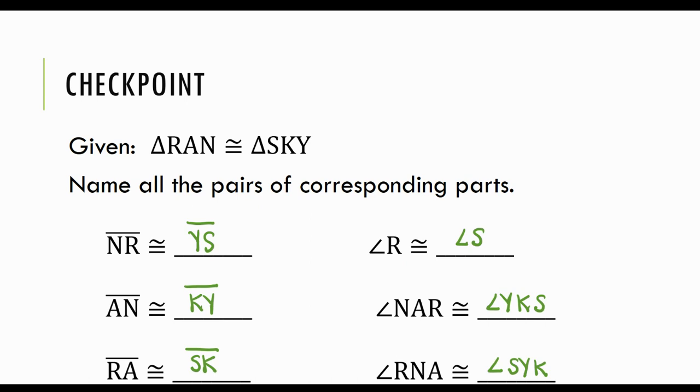Notice that with angle R, I could just use one letter, so angle S, they're both first. But then with the other 2, I used 3 letters. So once again, you have to follow the order of the letters. So because it says angle NAR, it was last, first, and then, it was last, middle, and then first. So that's how I have to follow it when I name the other angle with the other triangle, last, middle, first. So angle YKS. And then same idea. If I have for angle R and A, because it's first, last, middle, then I have to go first, last, middle, so angle SYK.